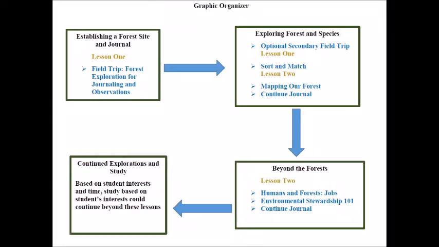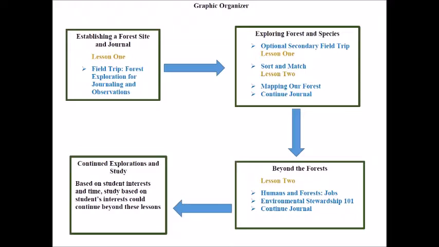Stage 2 is exploring forest and species. There's an optional secondary field trip if teachers are able, which will help students prepare for the activity Mapping Our Forest. The next activity is Sort and Match, which we'll actually be showing in this video today. Mapping Our Forest is an activity where students will be asked to map their forest plot. They'll also be continuing their journaling throughout these activities, and the curriculum suggests various ways that they can do that.